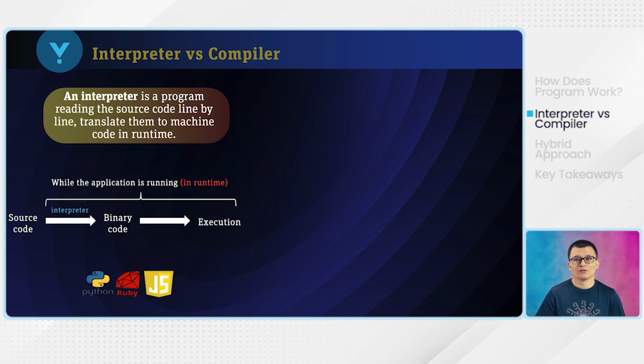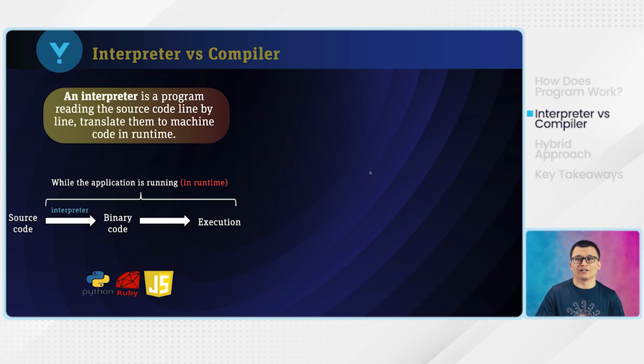Okay. So what makes these interpreted programming languages different from the compiled programming languages? The steps of converting the source code into the binary codes are done during the runtime. When you run it, while the application is running, the source code can be translated into the bytecode and be sent to the CPU to process it. Okay, so that is what an interpreter is.